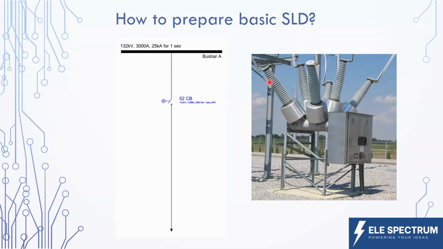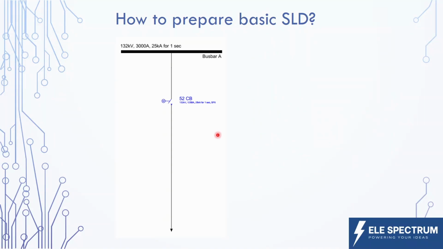Now, as we discussed, the interruption chamber of the circuit breaker is inside this enclosure. Hence, we cannot visually check if a circuit breaker is on or off. And for this, we need another element to add in the single line diagram, which is a disconnector or an isolator.